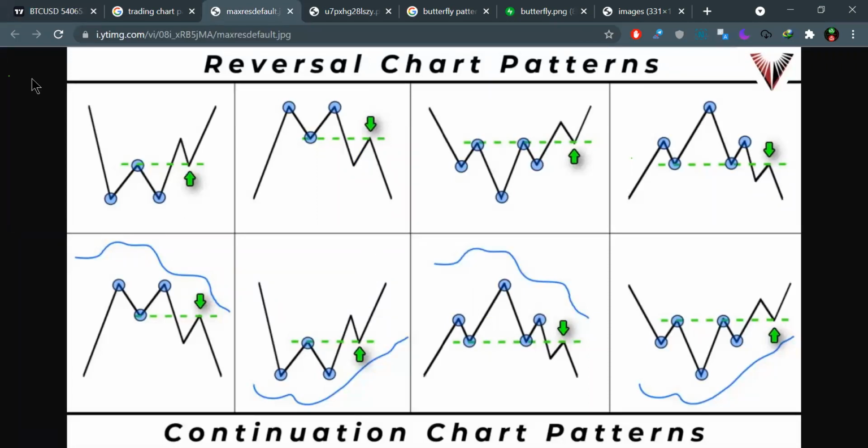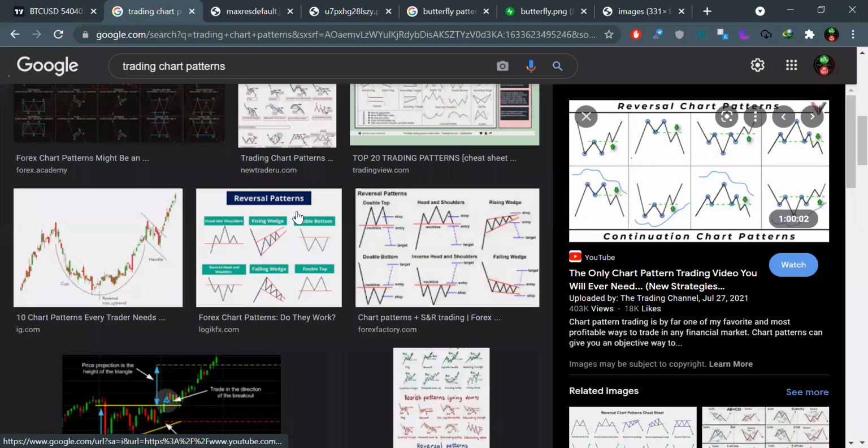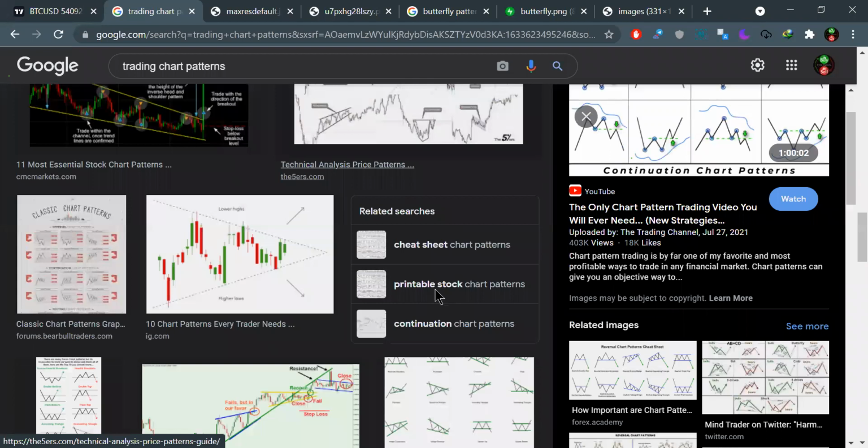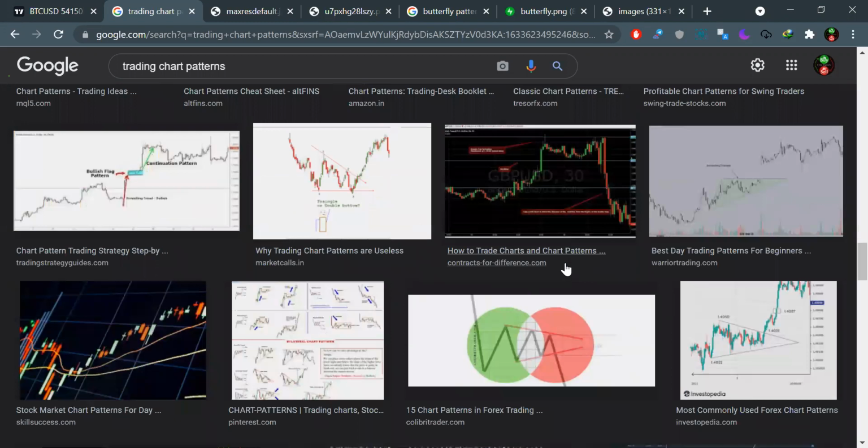Okay. Trading short patterns. I have seen this pattern before. I know that. Just wait. Maybe we will know the target.